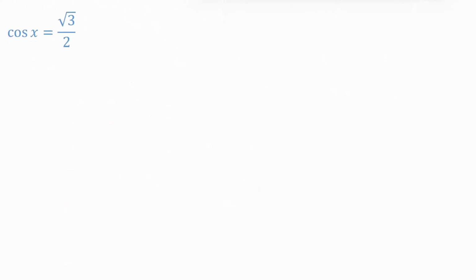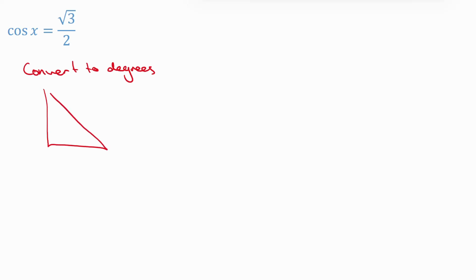We're going to do another example here, but this time they gave it to us in radians, which is fine. We're actually going to convert it to degrees first, and I do that by knowing my exact value triangles. So let's quickly whip something up. The reason I know I'm dealing with this triangle is because it's the only one that has root 3 in it. Then let's say there's 30 up here and 60 down there.